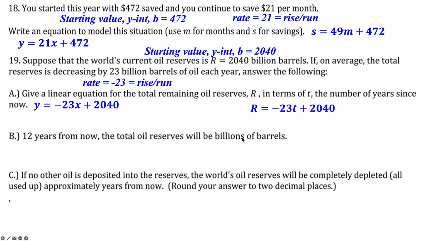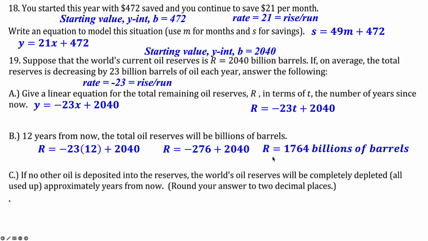All right, B, 12 years from now, the total oil reserves will be how many billions of barrels? Well, 12 years, since this equation is for now, 12 goes in for t, and we crunch it in the calculator. Negative 23 times 12 is negative 276 plus 2040 gives me 1,764 billions of barrels. Just keep those units in your answer.